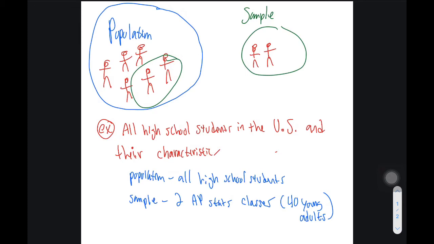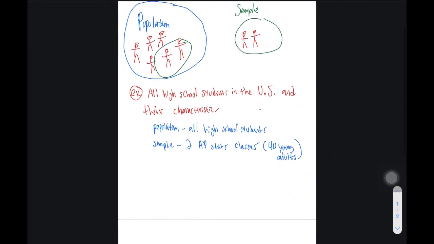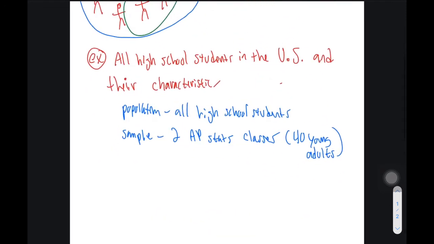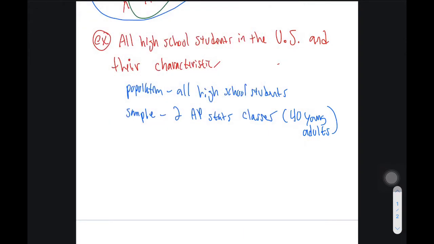So, population that we're trying to study, all high school students. Our sample for this case would be the 40 young adults, you guys. Now, what do I want to find out about you? We said characteristics, right? Well, that really depends on what it is you're trying to study. But let's just say for this study, I'm trying to see everything about you guys.